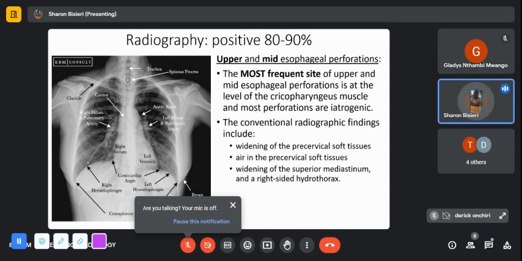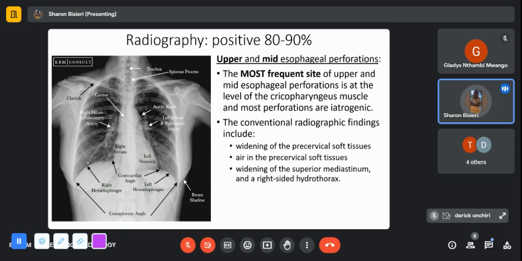So we'll start with plain radiographs in esophageal tears. It's usually positive in 80 to 90% of the cases. The image to the left is just the normal anatomy when you're looking at a frontal radiograph of the chest. So if we start with the upper and the mid esophageal perforations, we said the commonly injured area is the cervical esophagus. So it goes without saying that it's the upper and the mid esophageal perforations that tend to be common. And we've said that most cases tend to be iatrogenic.